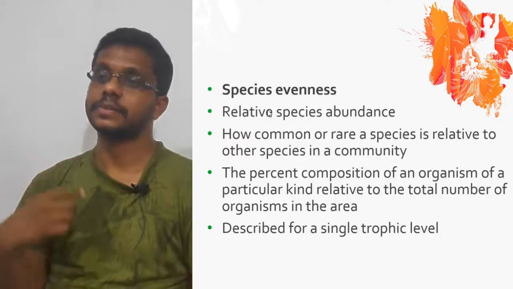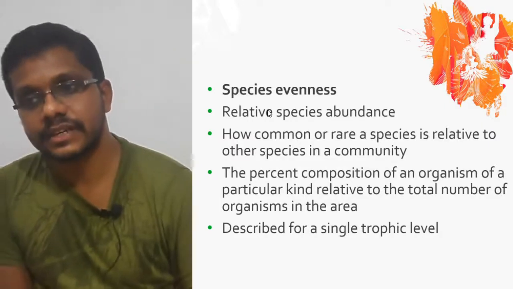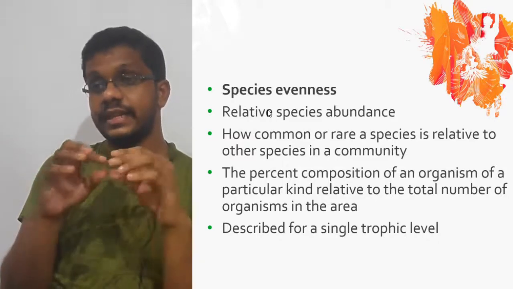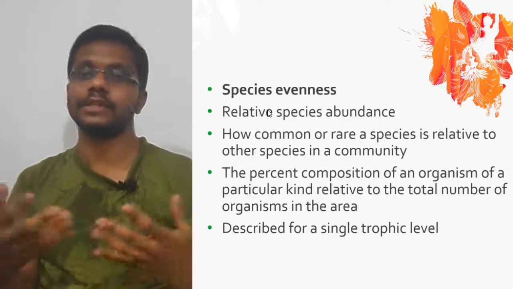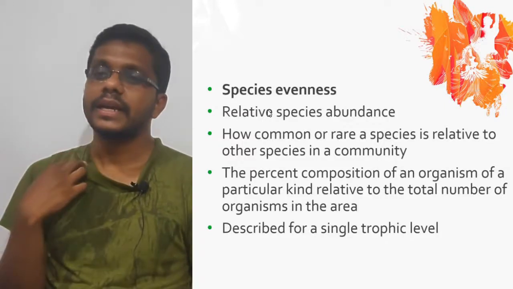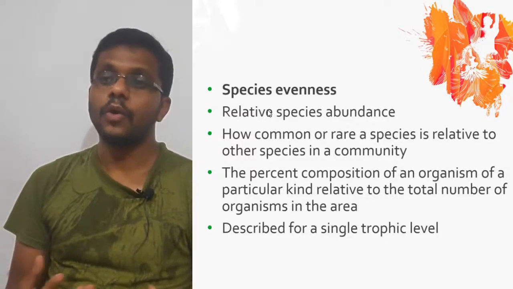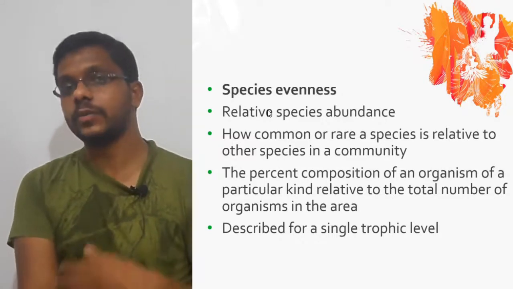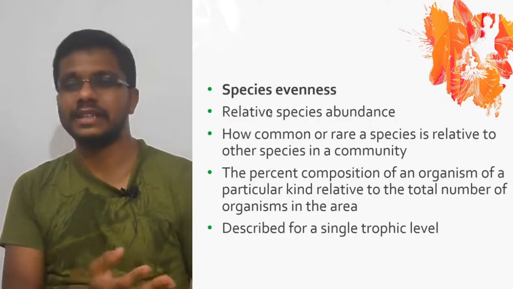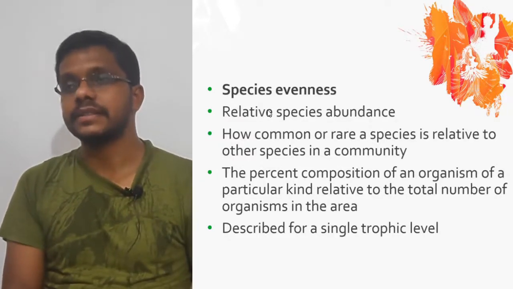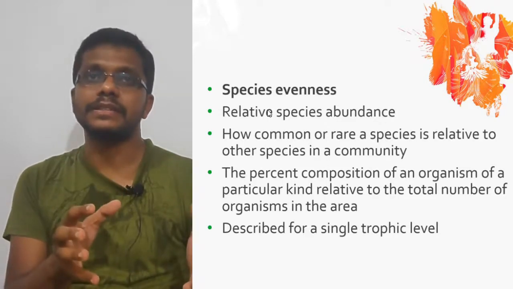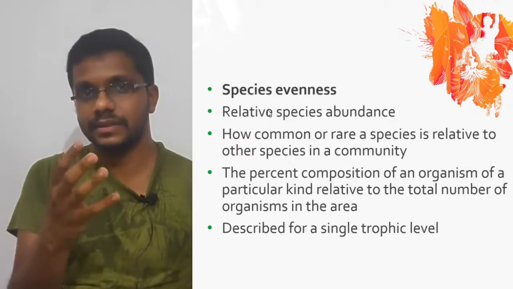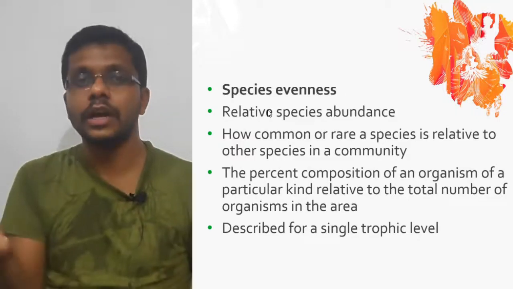Another concept is species evenness. Species evenness is relative species abundance. In the previous graph, we saw the abundance of different birds, how many individuals we are seeing. In relative abundance, we are looking at how common or rare a species is relative to other species in a community. If you are taking birds, basically at the same trophic level, one bird species comprises how much percentage of total birds. So we are getting relative to the whole number, how much is there.